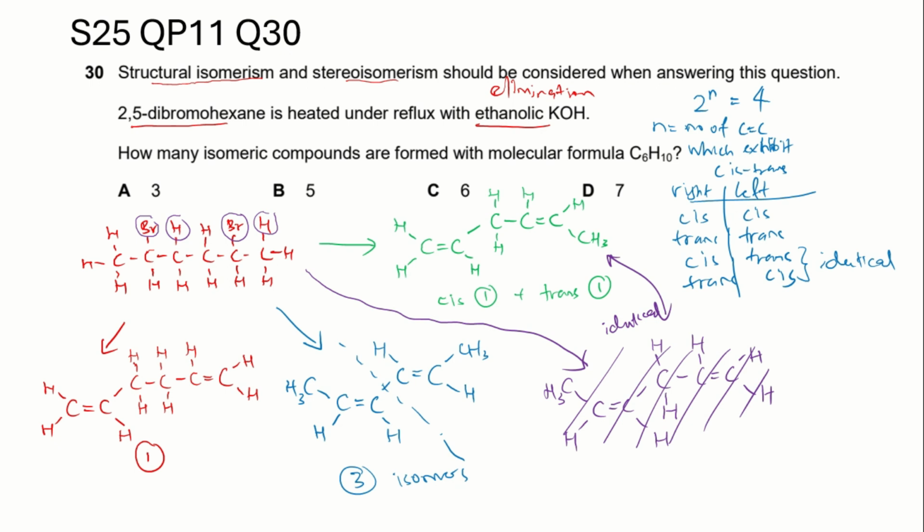Now let us count the total number of isomeric products that we get from the elimination of 2,5-dibromohexane. 1 plus 3 plus 2 from here. So altogether, 6 isomers. The answer to this question is C.